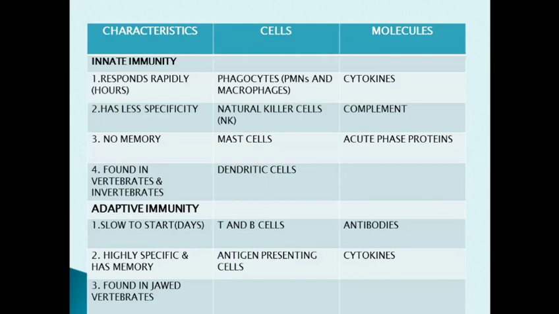See, innate immunity, as I have already mentioned, responds rapidly, that is within hours. It has less specificity, no memory, and it is found in vertebrates and invertebrates. Cells involved in innate immunity are phagocytes. Phagocytes include PMNs, that is polymorphonuclear cells, and macrophages.